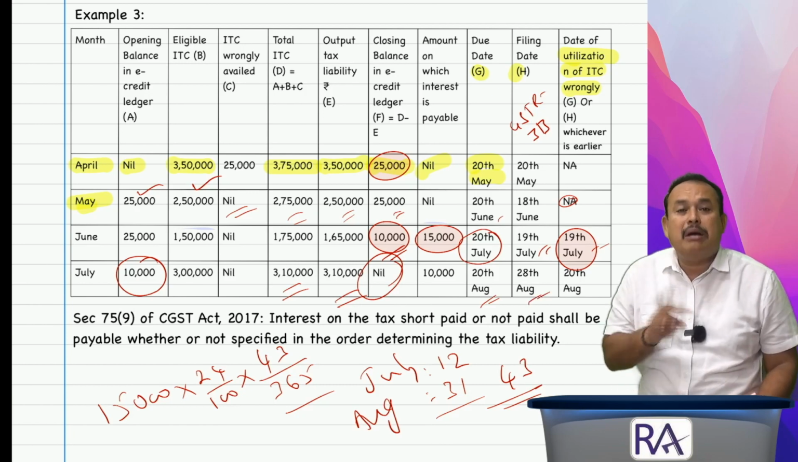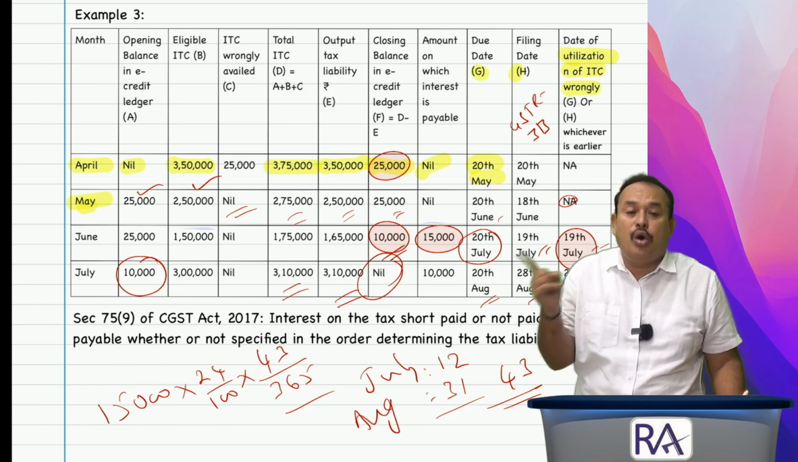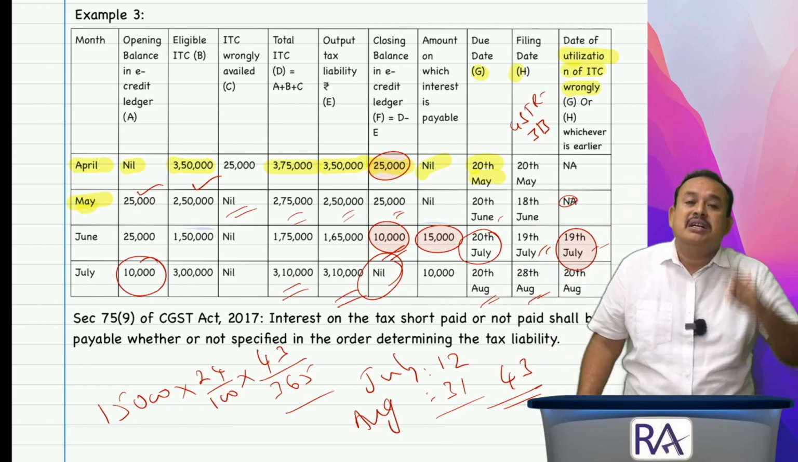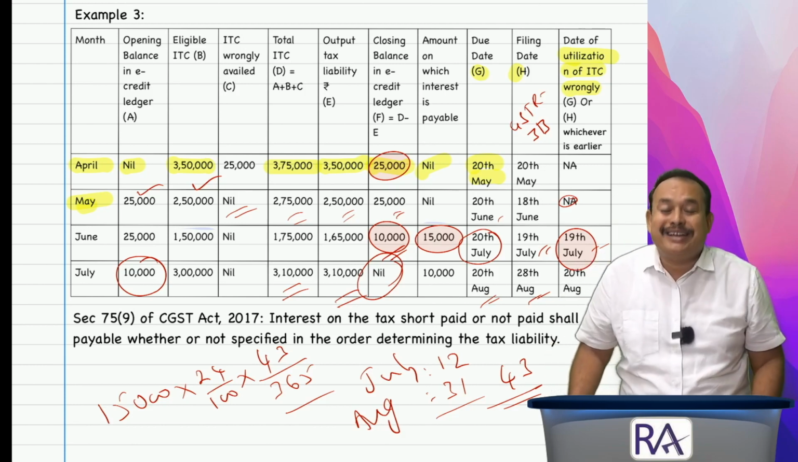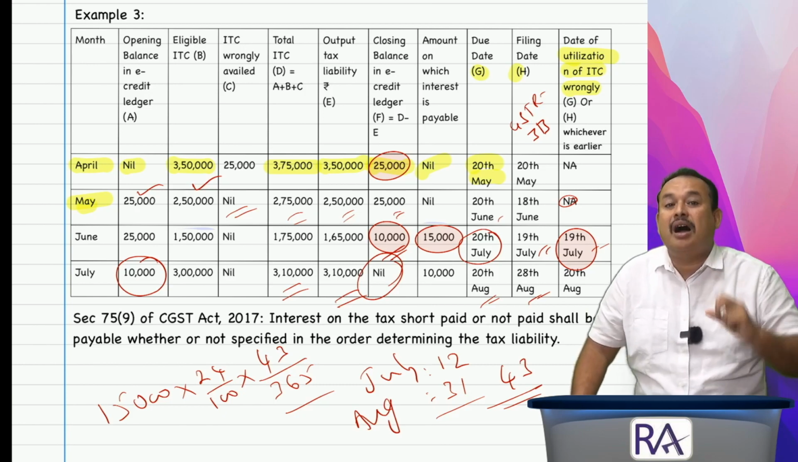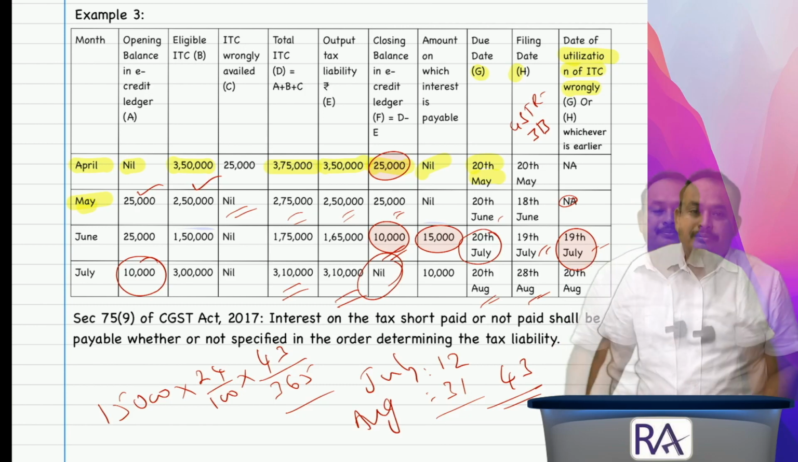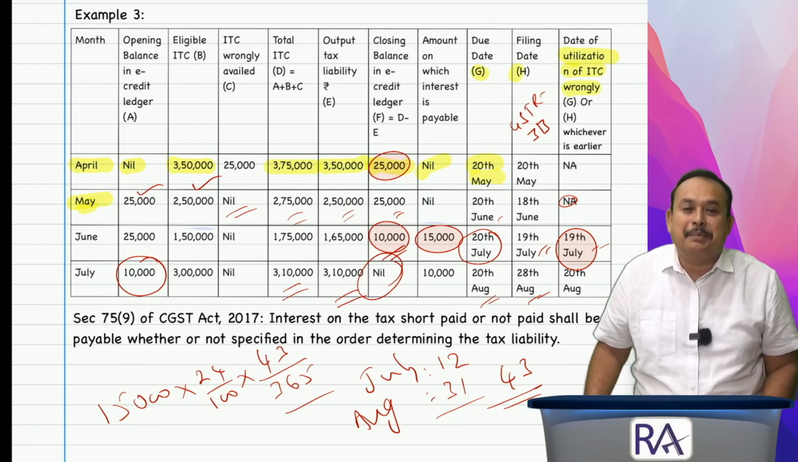Whichever is earlier. Which is earlier here? 20th of August. If so, from 21st of August onwards till the date you make the payment, you have to pay interest at the rate of 24% per annum on rupees 10,000, which is the amount wrongly utilized here. This is the way in which Rule 88B sub-rule 3 refers.